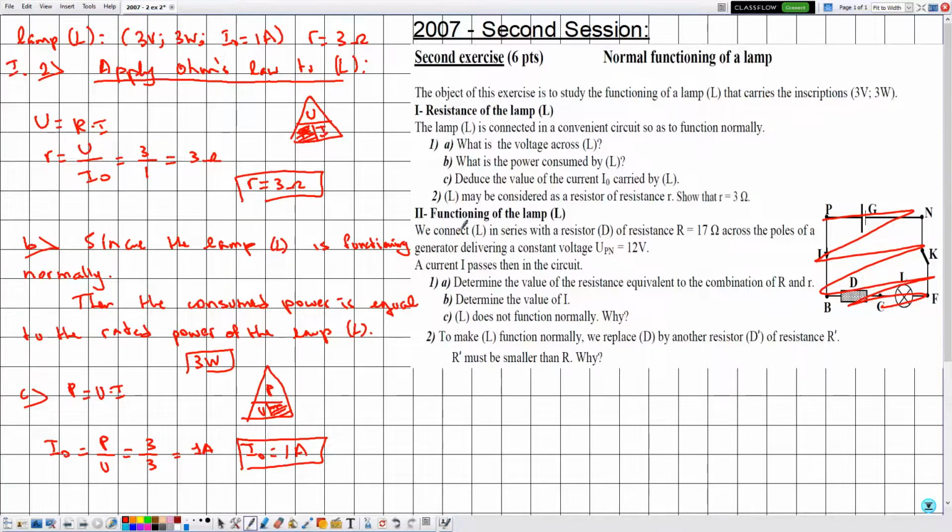Now in part 2 of this exercise, functioning of the lamp L. We connect L in series with a resistor D of resistance R is equal to 17 ohms across the poles of a generator delivering a constant voltage UPN is equal to 12 volts. A current I passes then in the circuit. They mentioned this circuit, then now we can use it.